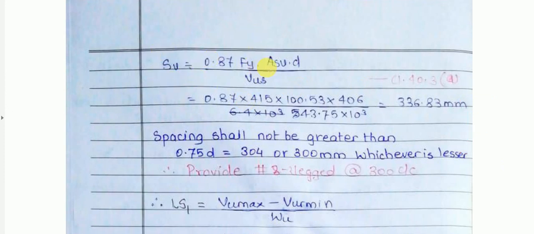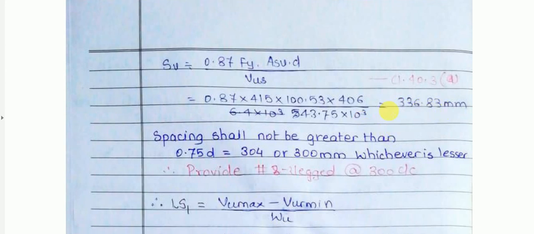Now there is some change in the formula, that 0.87 Fy into Asv into d upon Vus, that is given in clause number 40.3. From there you can refer. This Vus means the design shear to be resisted by the stirrups. So all these values are put, and here we have got its answer 336.